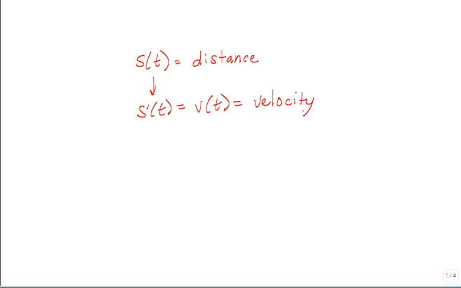Now, what is this good for? Well, if we start with the distance function, distance away from the ground, or if it's a particle moving in a straight line, distance away from where it started, and we take the derivative of it, we get the velocity. Or, well, it's not the same as speed, as speed is always positive. Velocity can be positive or negative. If we take the derivative again, we get acceleration.